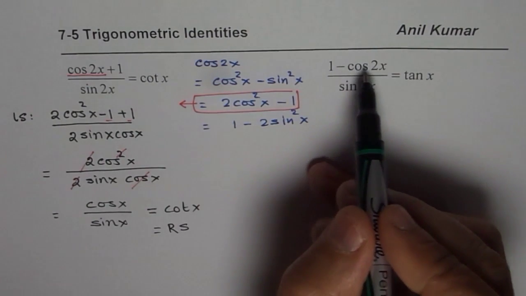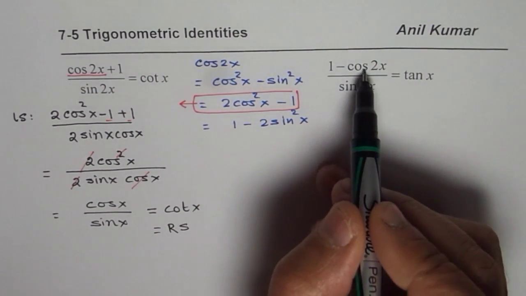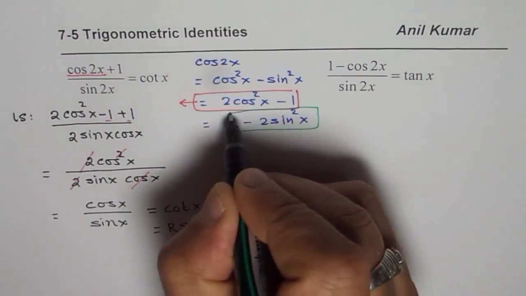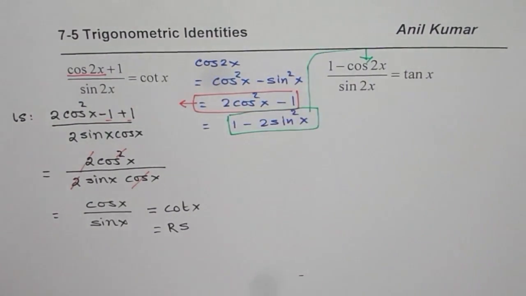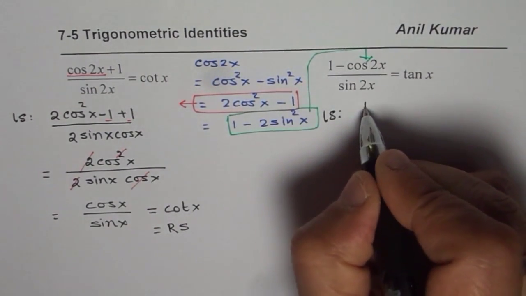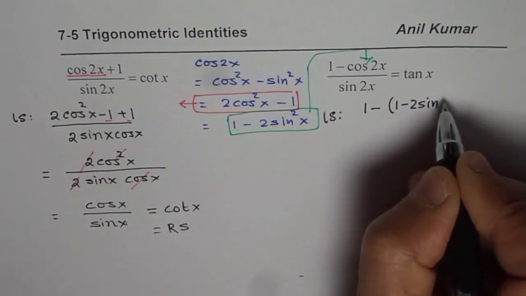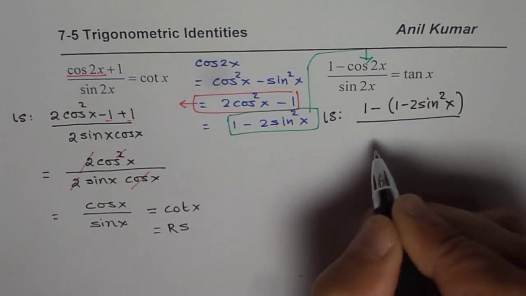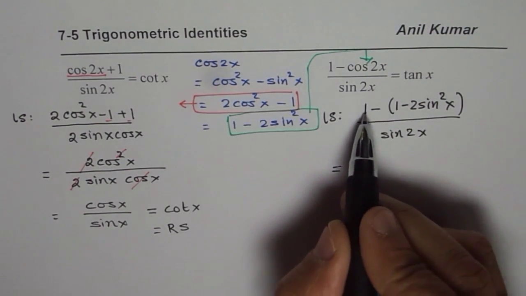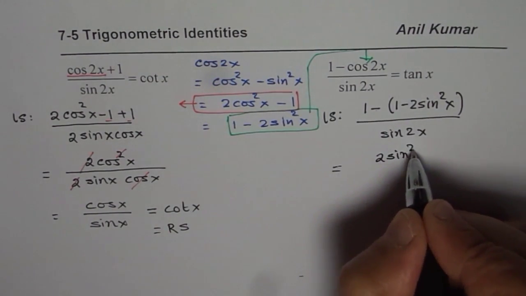We have 1 minus cos 2x, correct? Now in this case it is cos 2x on the other side, so take away 1. So this is a better formula to apply here. We'll see how. So we'll again start with the left side. Left side will be equal to 1 minus, instead of cos 2x, I'm writing 1 minus 2 sine square x, and we have divided by sine 2x. What do we get? When you open this bracket, 1 minus 1 is 0, and then you get 2 sine square x. Do you get the idea?